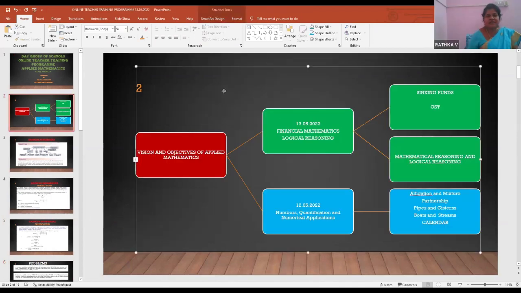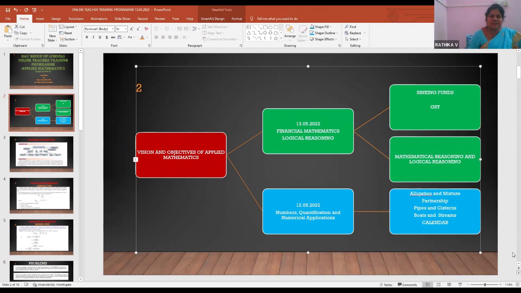So yesterday I was showing this. What are the topics it is planned to cover? Yesterday the topics were numbers, quantification and numerical applications, and today financial mathematics and logical reasoning. So the two topics which are important are taken.